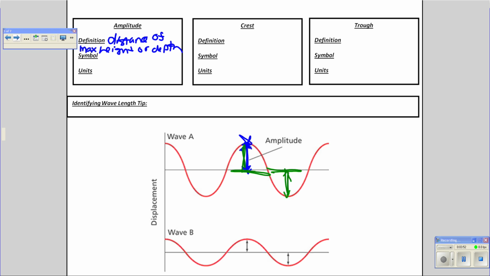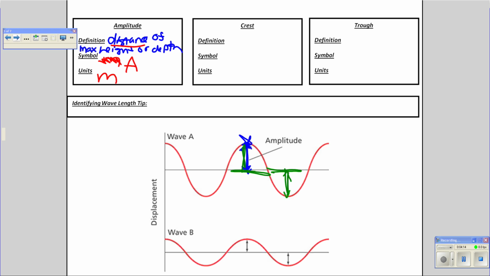The units for amplitude, well, we're talking about distance. Whenever we're talking about distance, we deal with meters. Oh, sorry, hold on. That would be the units. And our symbol is a capital A, not a lowercase a. Lowercase a is acceleration, uppercase A is amplitude.